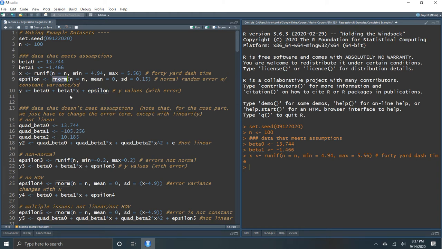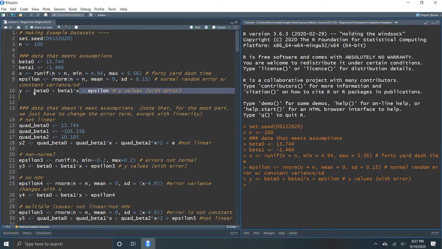So I'm going to create normal random errors. I'm going to create n of them. They're going to have a mean of 0 and a constant standard deviation. That constant's going to be 0.15. So if my MSE were perfectly accurate, it would be 0.15. It's not going to be, but that's okay. So now I have my y values that are centered around this beta 0 plus beta 1 times x. That's the y hat that we'll eventually get. And then they have some random error associated with them.